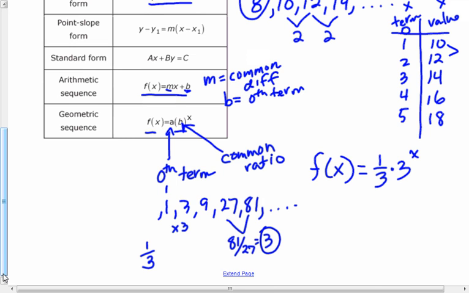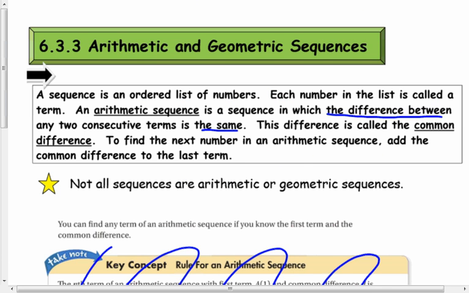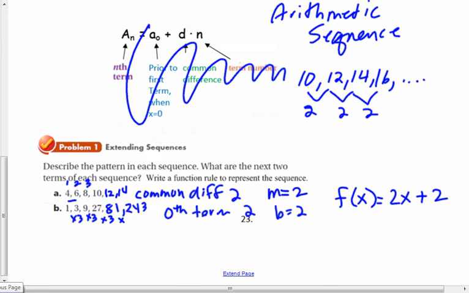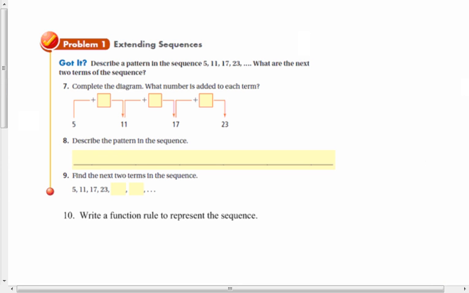So let's go back 1 here. My function rule for that is f of x equals 1/3 times 3 to the x power. And you might recognize that as an exponential equation. All right, let's do a couple more problems here. Go ahead and do problem 1 and see if you understand it and see if you can write the function rule. And I'll check back with you.